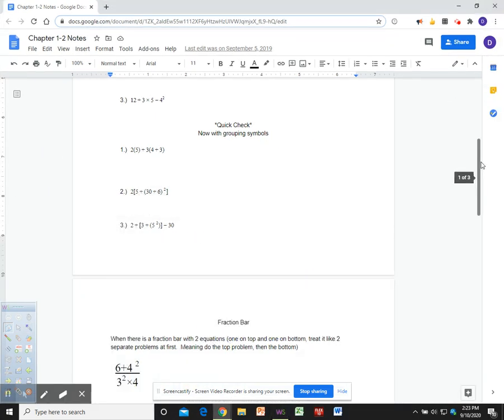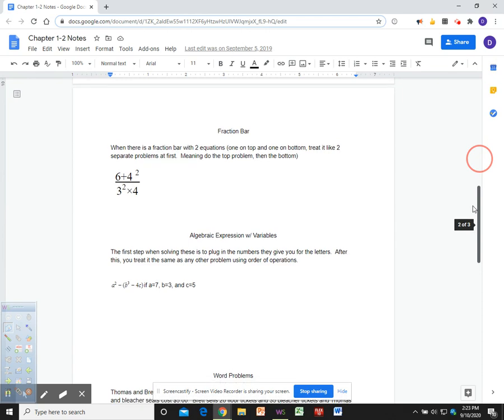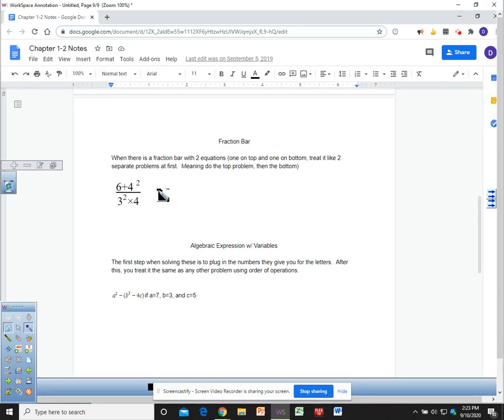Now you are going to run into some problems when you do your assignment with fraction bars. Now I say treat a fraction bar like 2 separate problems. So what I'm going to do is make a blank fraction bar right next to that. And then I'm going to treat this like 2 separate problems. So this was the top and this was the bottom.